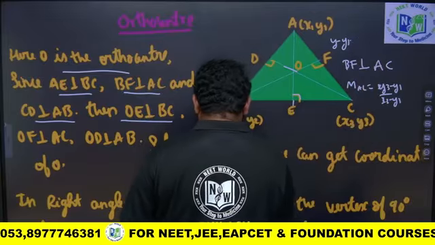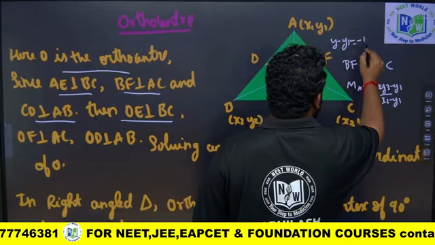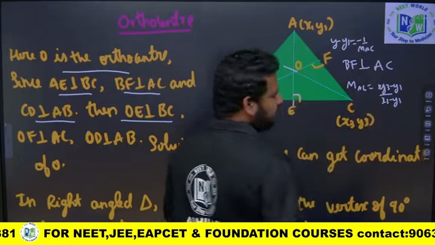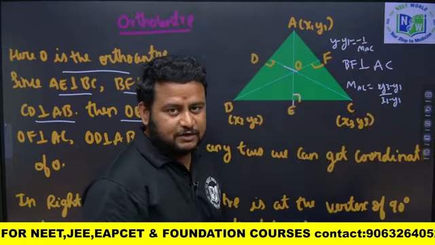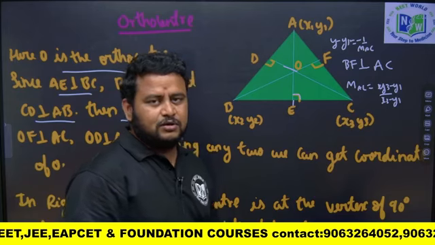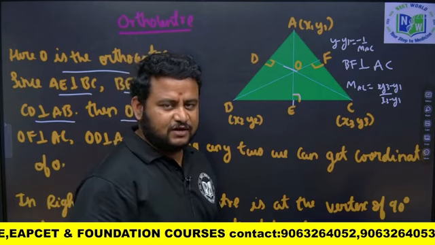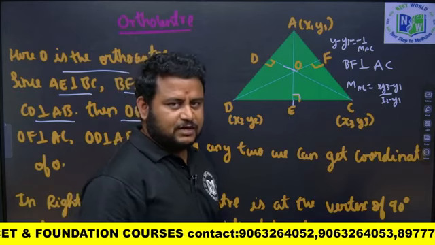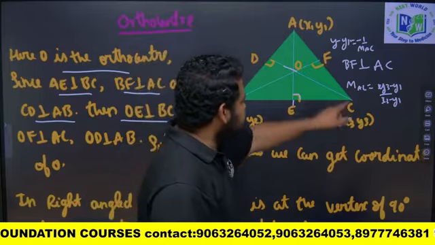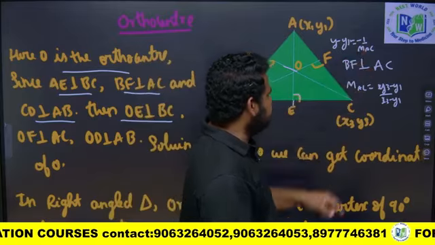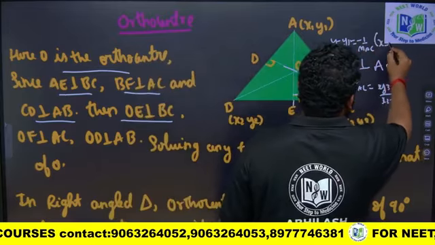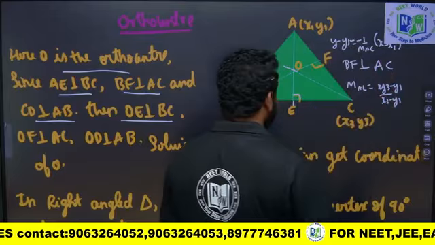Now this slope will become minus 1 by m of AC, because for perpendicular lines m1 m2 is equal to minus 1. Once you get m1, m2 will be equal to minus 1 by m1. So this is what I got: y minus y1 equals minus 1 by m of AC into x minus x1. Then I will get the equation of this line BF.